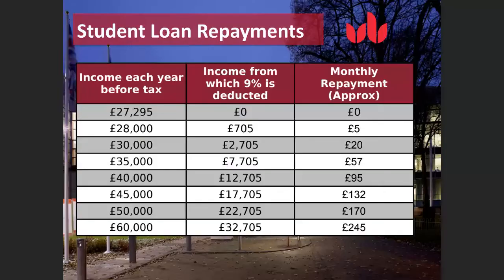And just to give you some idea of some figures, as you can see here, under the current scheme, if you're earning £30,000 per year, you'd repay approximately £20 a month. So the more you earn, the higher your repayments. But by the same token, if your earnings fall below the threshold, you don't make any repayments.